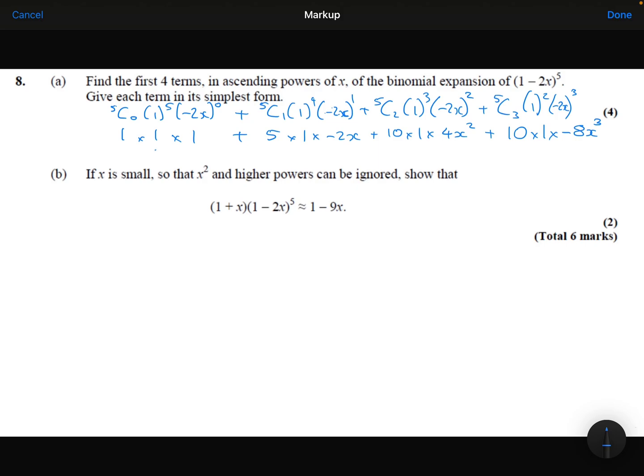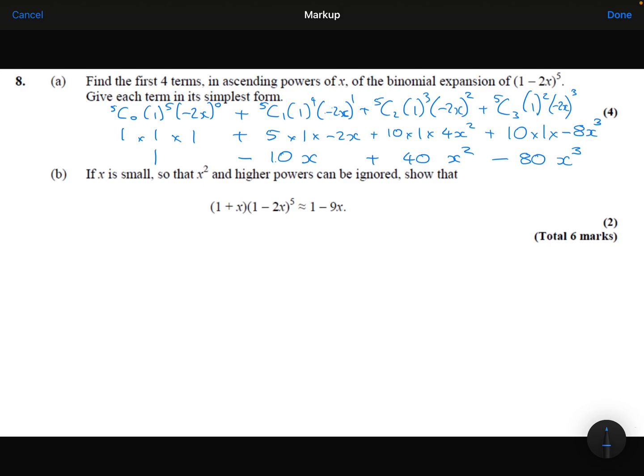1 times 1 times 1 is 1. 5 times 1 times -2 is -10 with the x. The 10 times the 1 times the 4 is 40x squared. The 10 times the 1 times the -8 is -80x cubed. So that's my answer for part A. Those are the first four terms of that expansion.